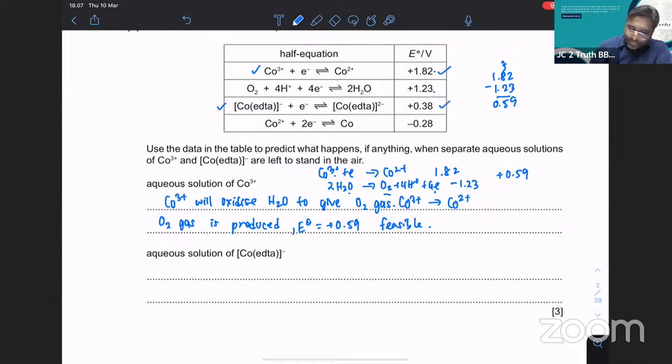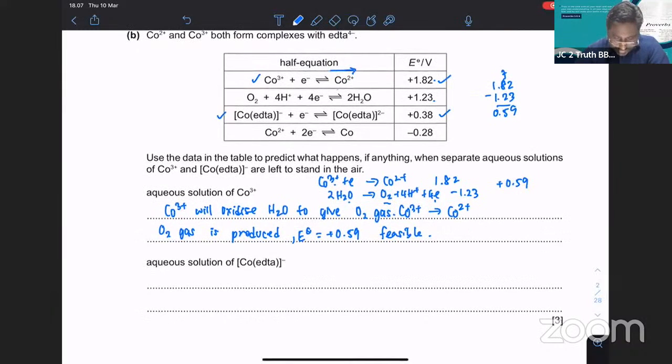we know that this is going to move forward, and we know that this is going to be 0.38. They are going to move over here. In this case, it is not like what we want. We want CoEDTA minus to react, but in this case, CoEDTA 2 minus is going to give you this.